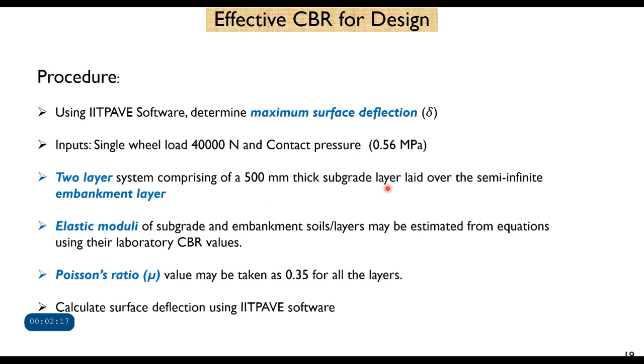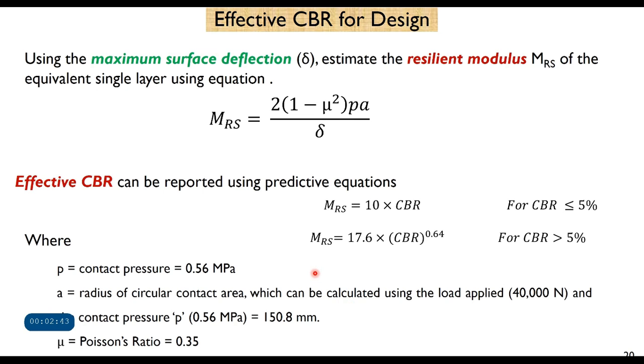But in case of embankment layer also, we take only the top 500 millimeter thickness. Means we consider CBR of the soil which is used in the top 500 millimeter of embankment. Calculate elastic moduli of subgrade and embankment soil from the equation. Poisson ratio can be taken 0.35 for all layers, and we calculate the surface deflection.